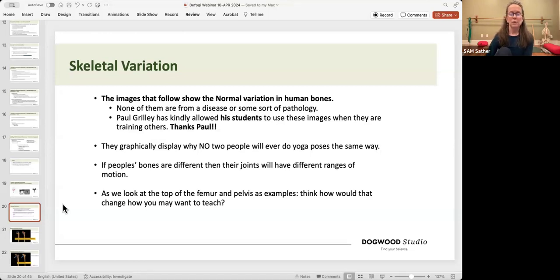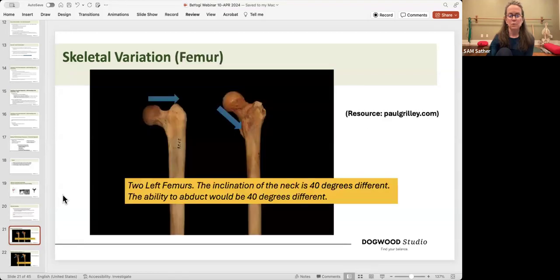And none of the bone pictures I'm going to show you have any disease. Again, these were healthy people, or healthy bones. So no two people's bones are the same. So think of a pose where you rely on the top of the leg bone to rotate externally, like in standing hand-foot pose. And what if you were the individual on the left?